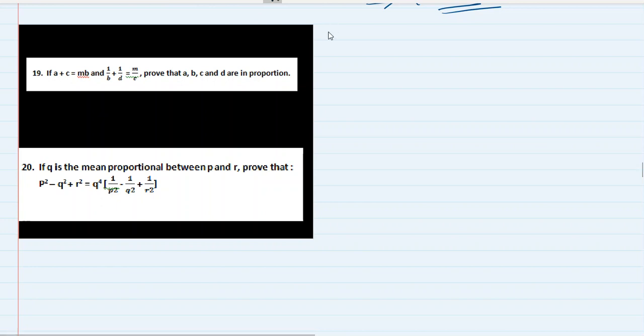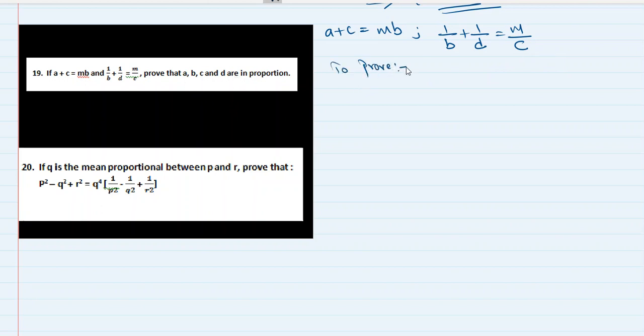Okay, so they have given that A plus C is equal to MB and 1 by B plus 1 by D is equal to M by C. You have to prove that A, B, C, D are in continuous proportion. To prove: A is to B is in proportion with C is to D, which means AD is equal to BC basically.